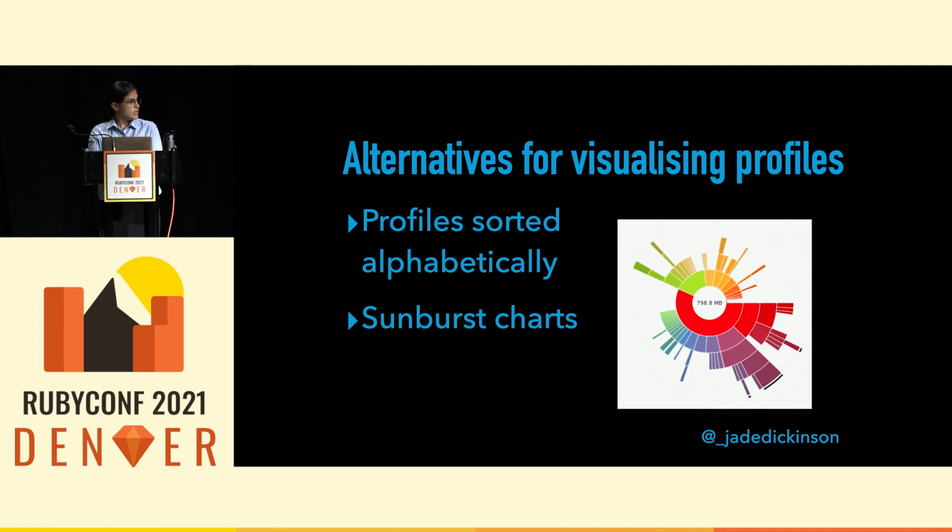Sunburst charts take the same information as profiles sorted alphabetically, and they wrap it around in a circular graph. They do look very nice. I'm not sure they're super easy to get information out of, though.